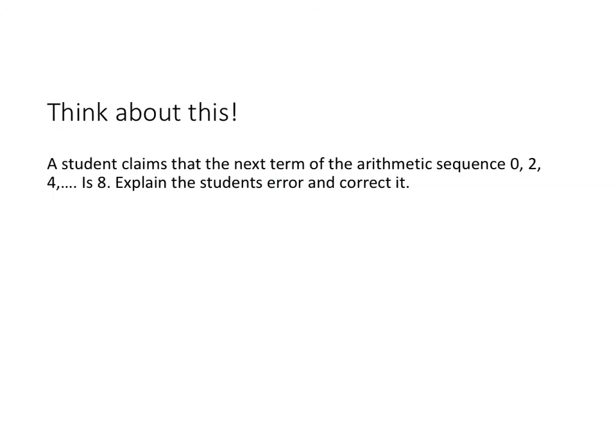Alright, final thought. So you have a student that claims the next term of an arithmetic sequence that goes 0, 2, 4 is 8. Alright, the student made an error. So what is that error? And can you figure out what the next term is? So think about this. Write down what you think and we'll discuss it in class.